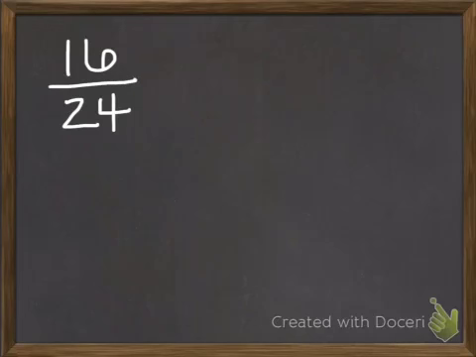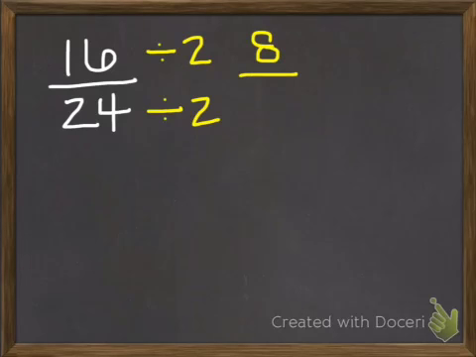Here I see 16/24. I know those are both even numbers, so they have to both be divisible by 2. So I'm going to try that. I'm going to divide them both by 2. 16 divided by 2 gives me 8, and 24 divided by 2 gives me 12.